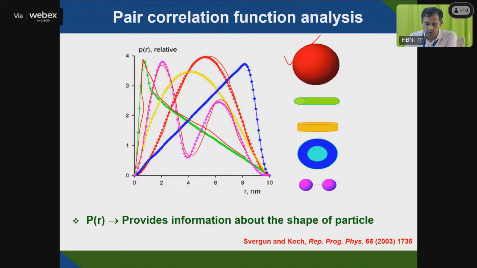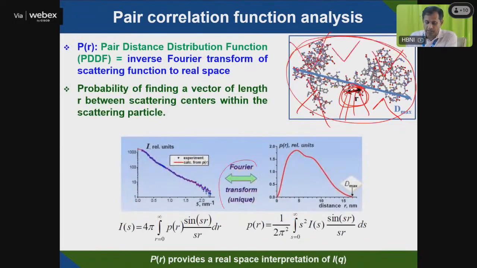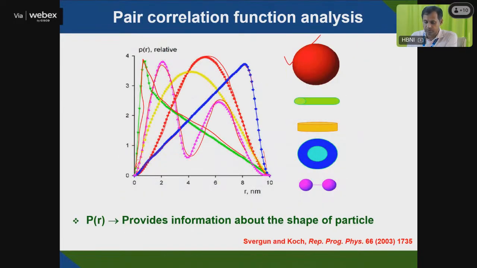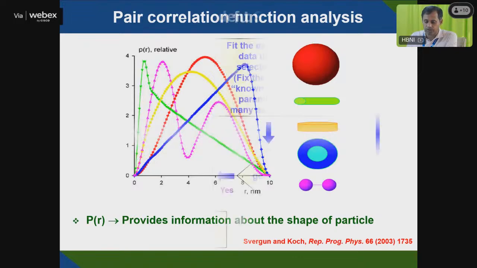And if you have a core-shell structure, depending upon the signal intensity from the core or shell, you will get this type of peak. So PR provides the information about the shape of the particle, which you can find out by calculating the probability of getting a particular vector of length r in the whole scattering within the center. That will give you information about the shape.